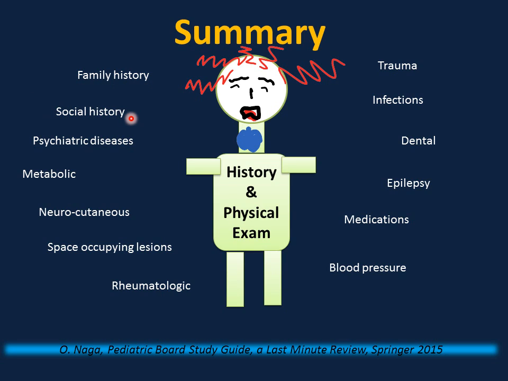Social history, stress in the family, psychiatric disease, look for any signs of sadness or depression. Metabolic: palpate the thyroid, check blood sugar and electrolytes. Neurocutaneous: check the skin for any hypopigmentation, café-au-lait spots, and neurofibromas. Space occupying lesions: look for occipital headaches, progressive headache, new onset strabismus, a change in behavior, poor school performance.